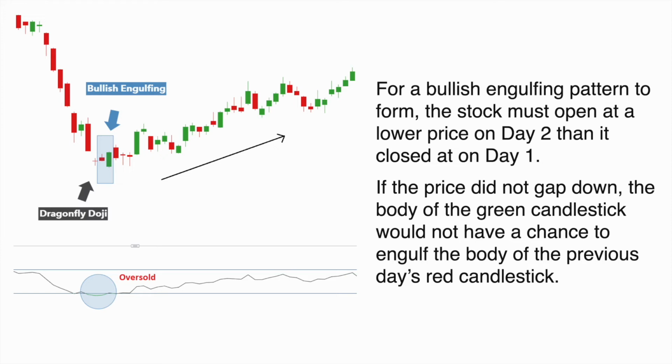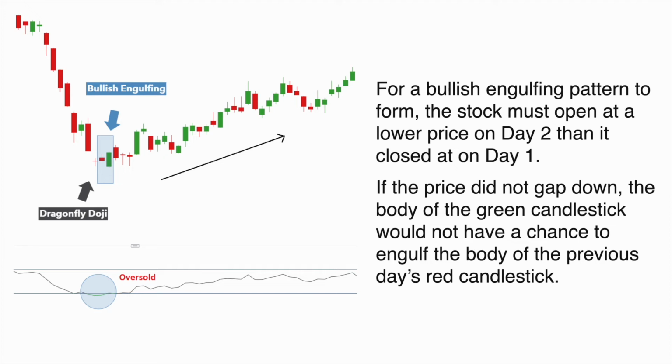This is another chart representation. As you can see, for a bullish engulfing pattern to form, the stock must open at a lower price on day 2. Now we are taking for instance that this chart time frame is the daily time frame. So day 1 is the red candle, while day 2 is the green candle that engulfed the red candle. For a bullish engulfing pattern to form, the stock must open at a lower price on day 2 than it closed on day 1. Now look at that engulfing. You can see that it opened lower than it closed on day 1.